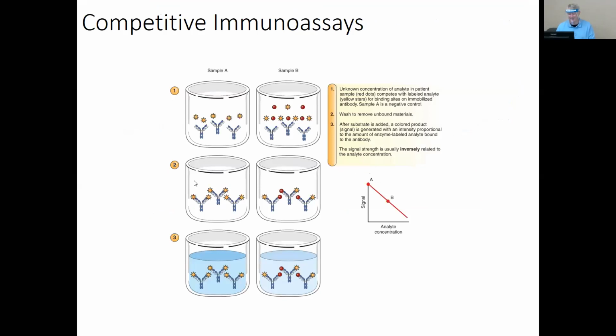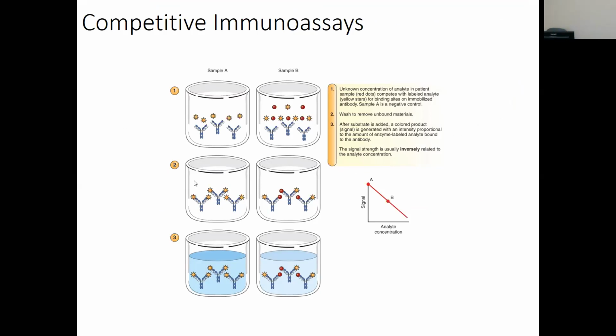All right. So here's a picture of it from your text. This is page 157. It gives us a principle of competitive immunoassays. That's what I love about this book. It gives some really good pictures. It also gives a little explanation.